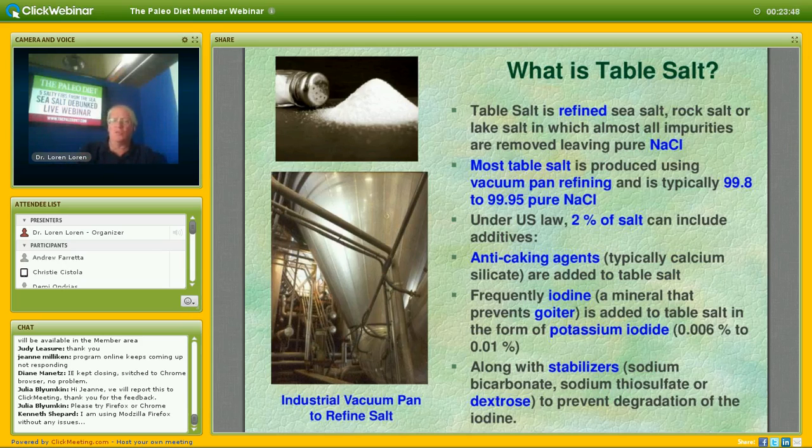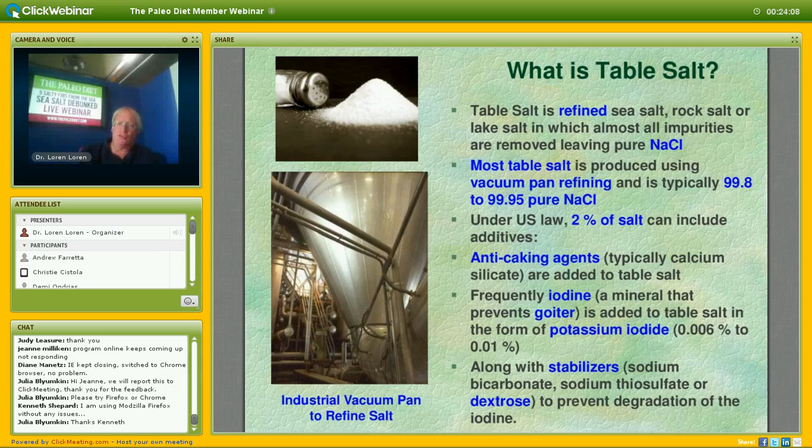Many times, you have the option as a consumer when you go to the store to buy refined salt that either has iodine added to it or salt without iodine. Iodine is added to salt to prevent goiter. It's a disease of the thyroid gland. The additive is potassium iodide, included at the concentrations you can see on the screen. They have to put stabilizers with the potassium iodide to prevent it from degrading, and the most common one is dextrose. So dextrose is glucose. You're actually getting a tiny amount of sugar when you pour salt that has potassium iodide in it on your food. Sometimes it has sodium bicarbonate.